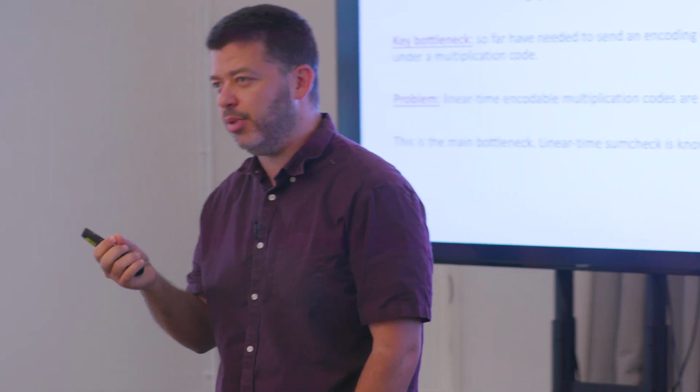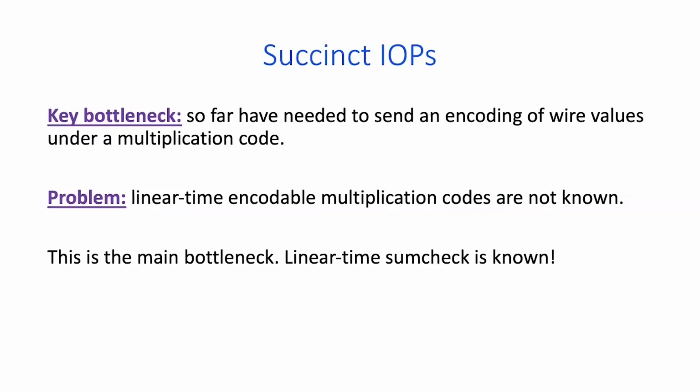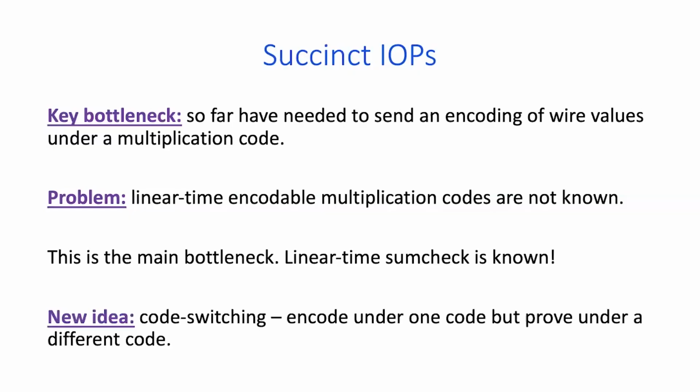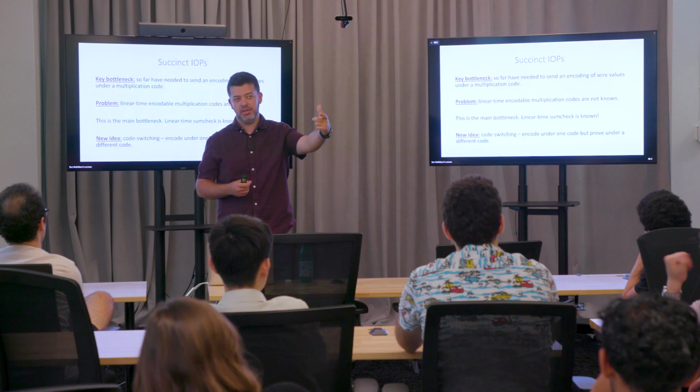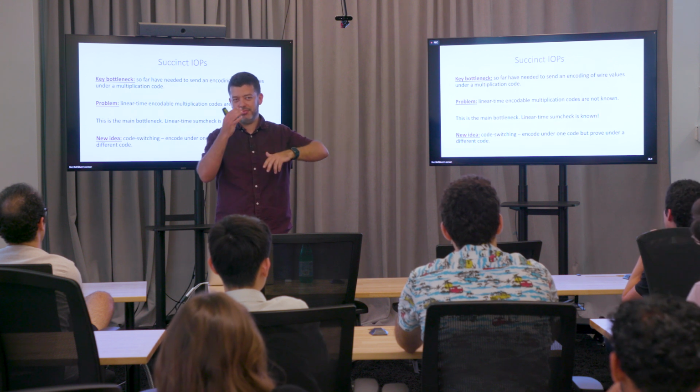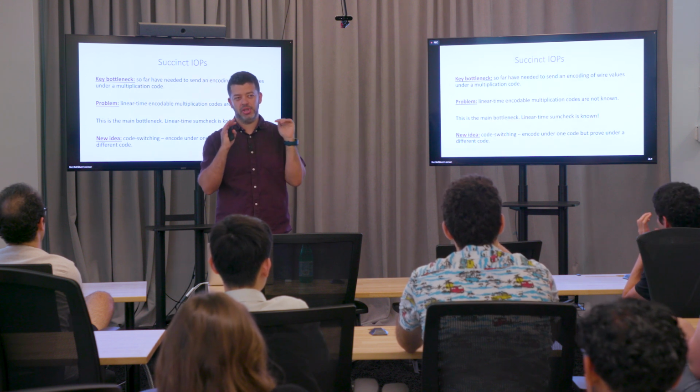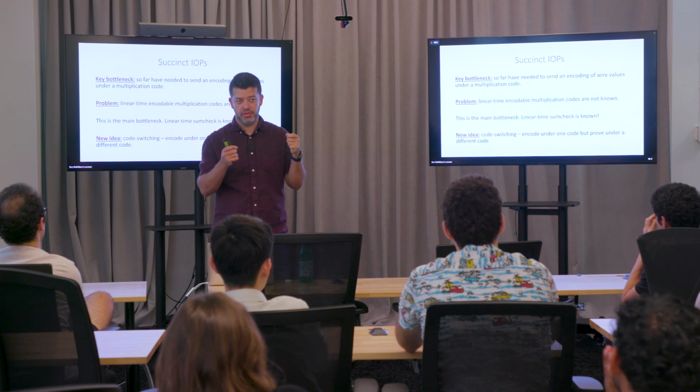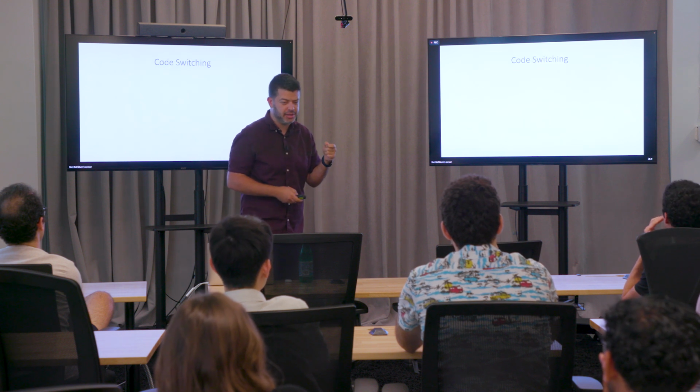So really the fundamental bottleneck is just doing the encoding. And the new idea that I want to describe is a technique that we call code switching, which sounds weird, but I'll describe in a second how it works. The idea would be to encode under a code which is not a multiplication code. It's very efficient, but nevertheless be able to later on switch to a multiplication code, but without actually doing the encoding. Okay, so what do I mean by that?